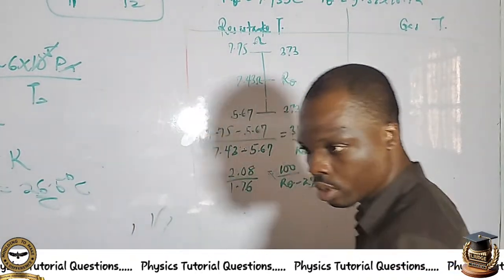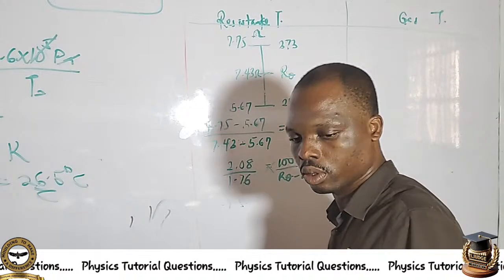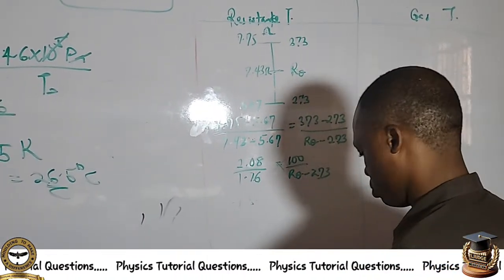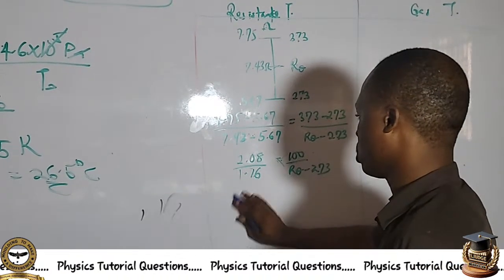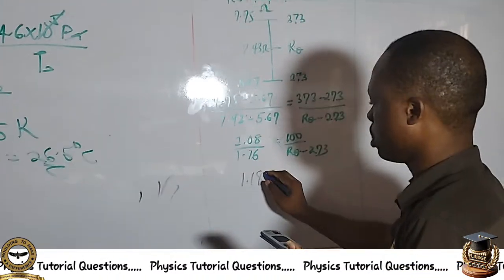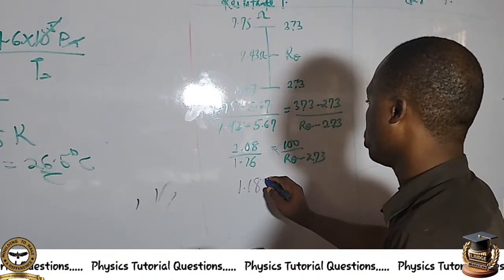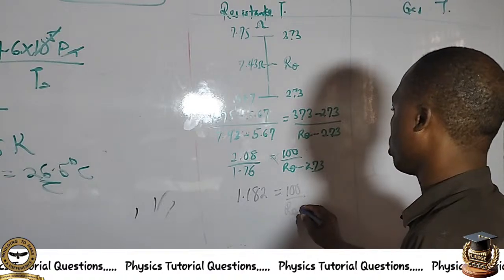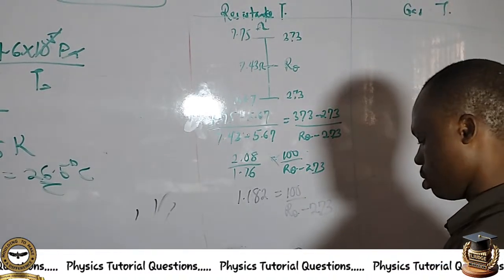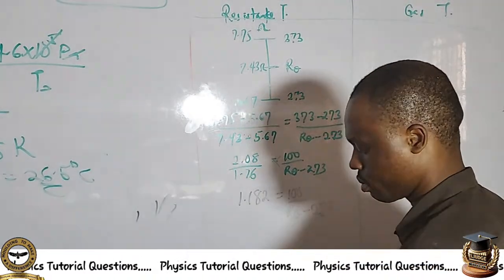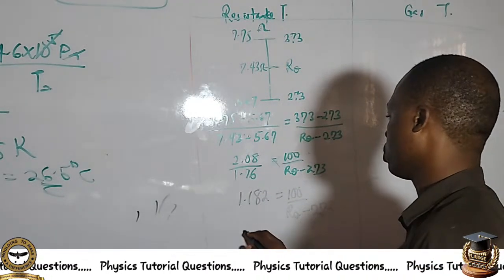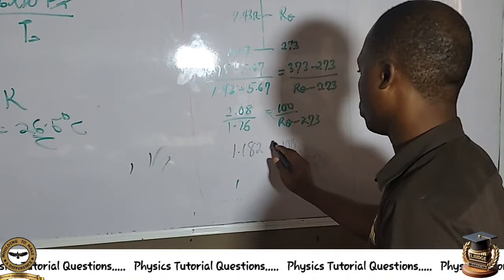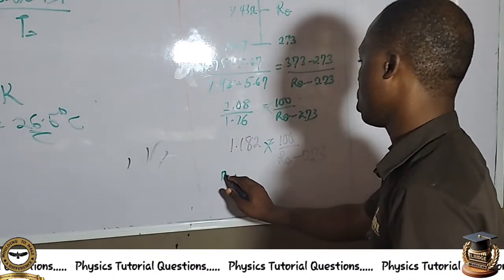Okay, so here's the calculator. 2.08 divided by this gives us 1.182, which equals 100 over R theta minus 273. This method is not good enough. Okay, so with this now, we can cross multiply.